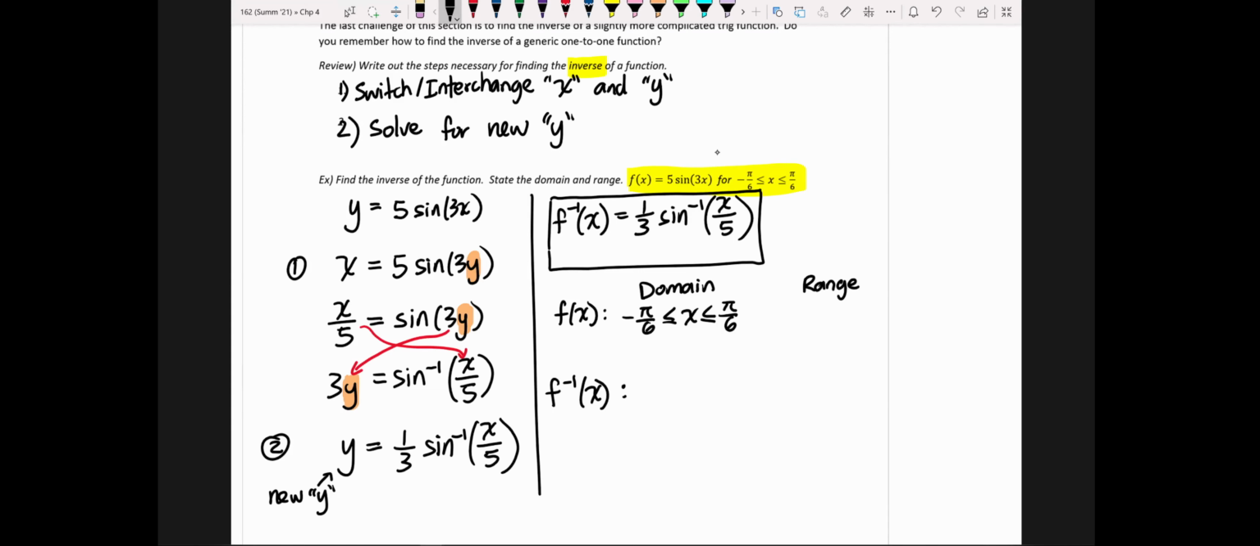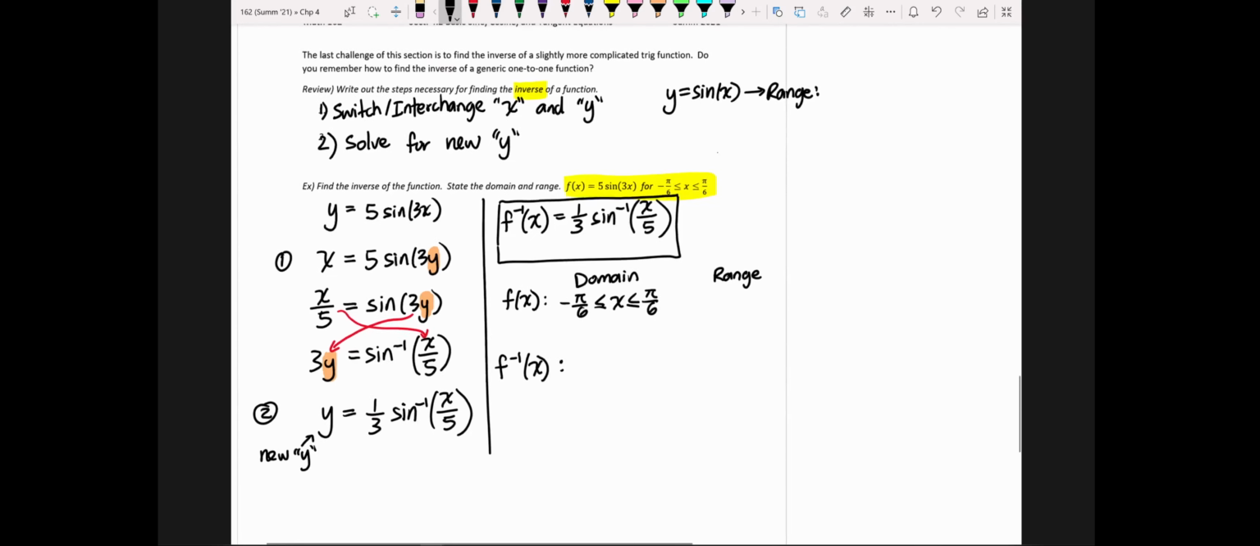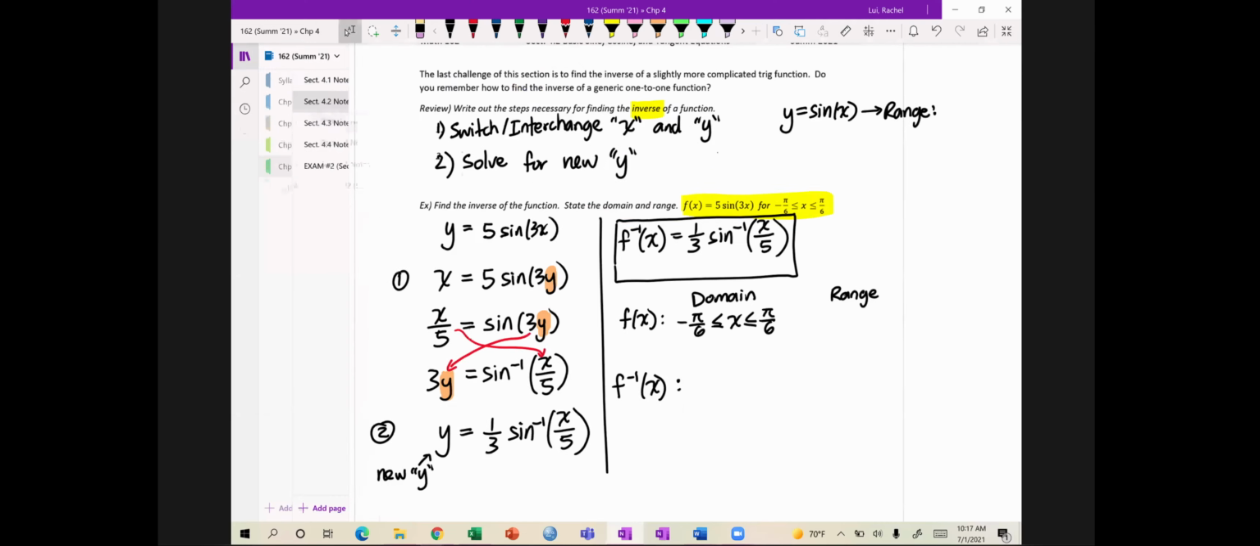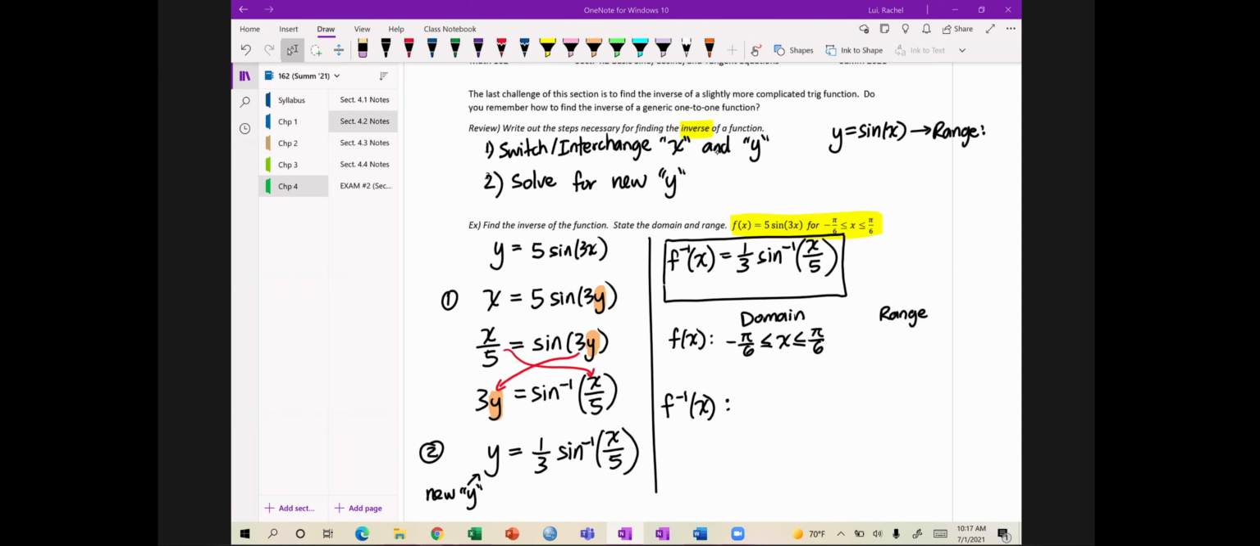Okay. Let's see. We haven't heard from Esmeralda. Esmeralda, I know your mic isn't working, but in the chat, can you tell us what is the range for y equals sine of x? What is our range for y equals sine of x? So Esmeralda, please respond in the chat. That's right.